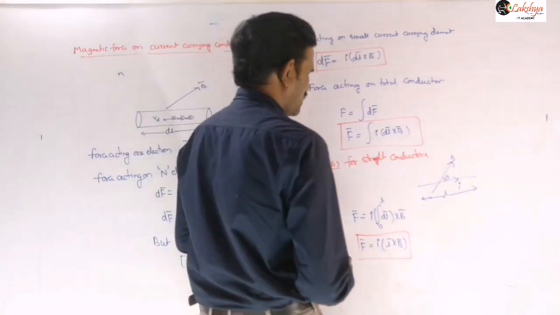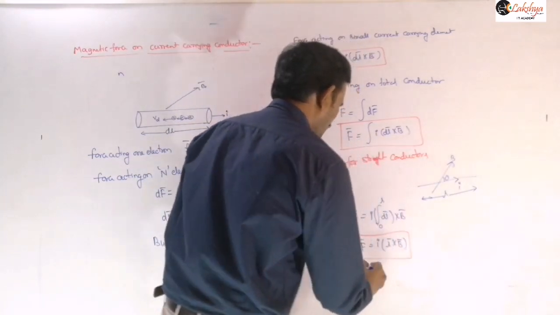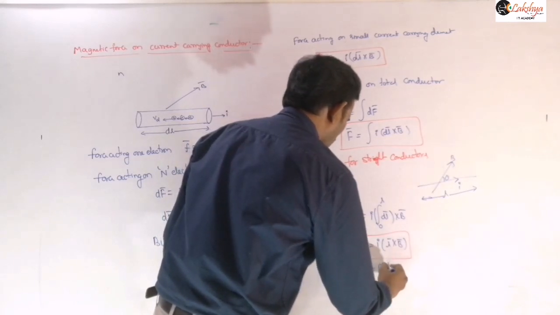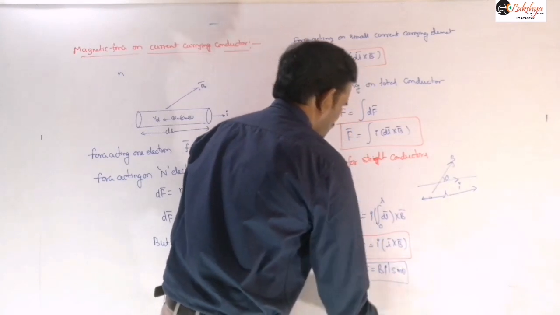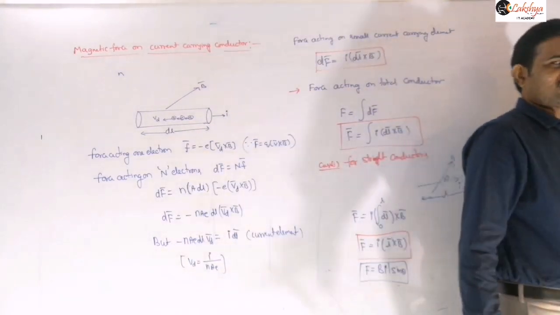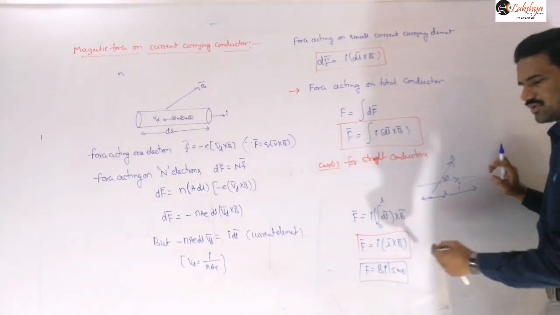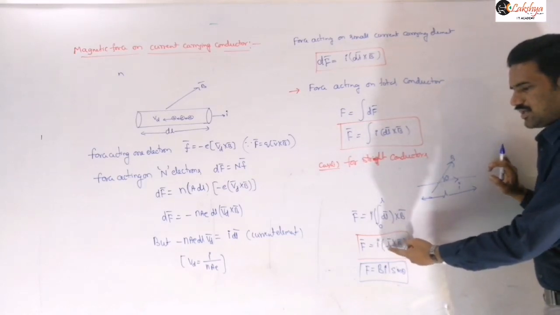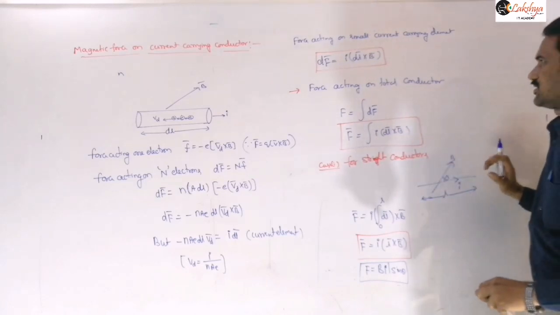Or if you are writing its magnitude, you can write F equal to BIL sin theta. Is it clear? So for straight conductors, the force acting on the straight conductor is BIL sin theta. And in vector form, you write I into L bar cross B bar, where we just consider the total length of this conductor.